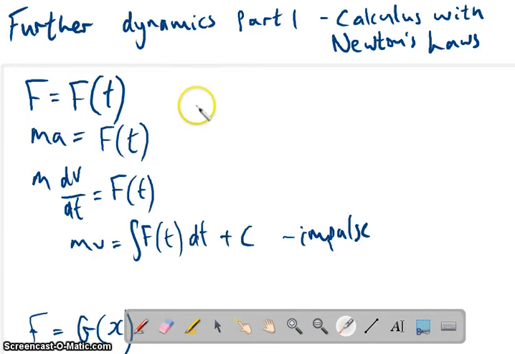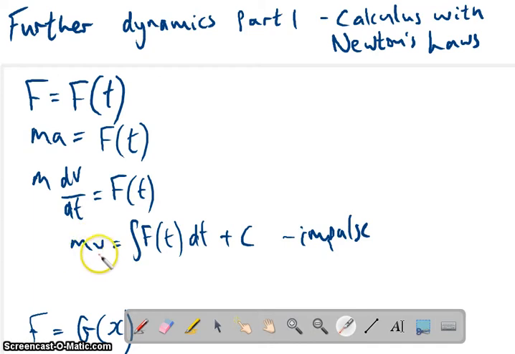Welcome to Further Dynamics Part 1, which is looking at using some calculus with Newton's laws. Before we start, I just want to revise a couple of key ideas. If you have force equal to a function which varies with time, then mass times acceleration is equal to a function which varies with time. Now, because acceleration is dv by dt, you end up with m dv by dt is a function that varies with time.